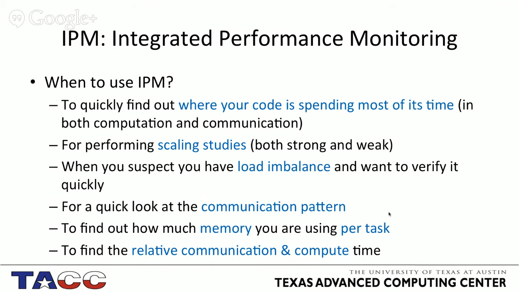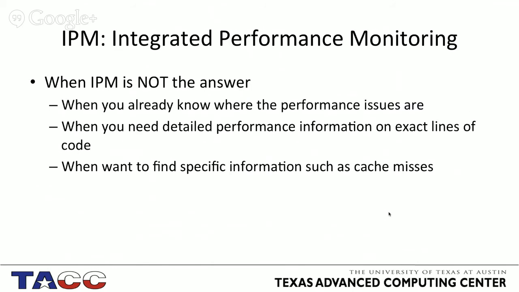It's not very useful when you already know what your performance issues are, because then you don't need to use a profiling tool. Also, if you need information on which exact lines in the code a call happened, it's only moderately useful, because you're still going to have to do some digging to find that out. It's also not useful to give you information about overall performance. This is focused on MPI only.